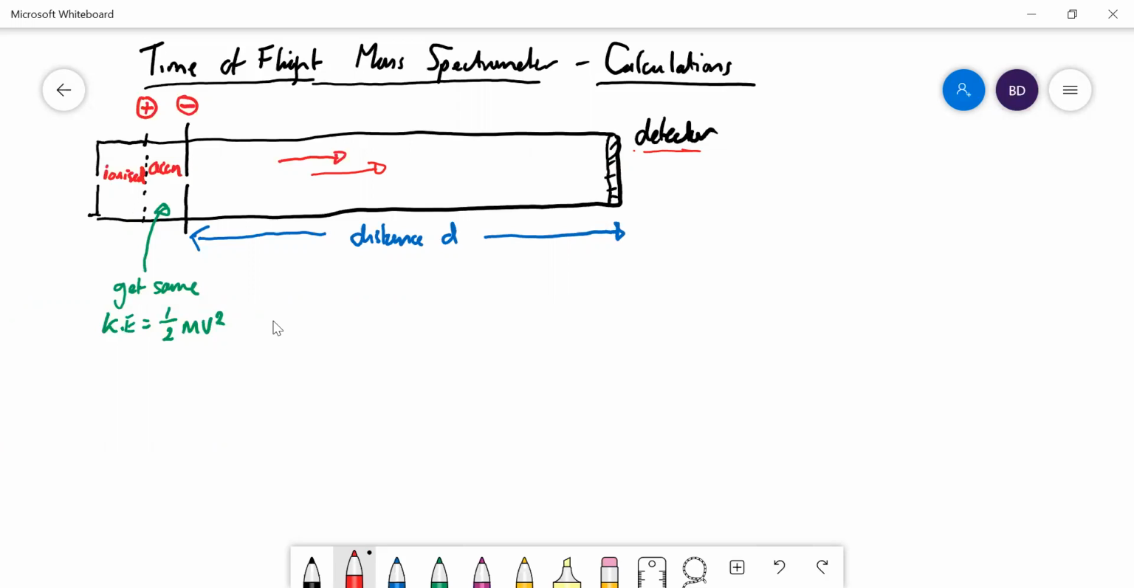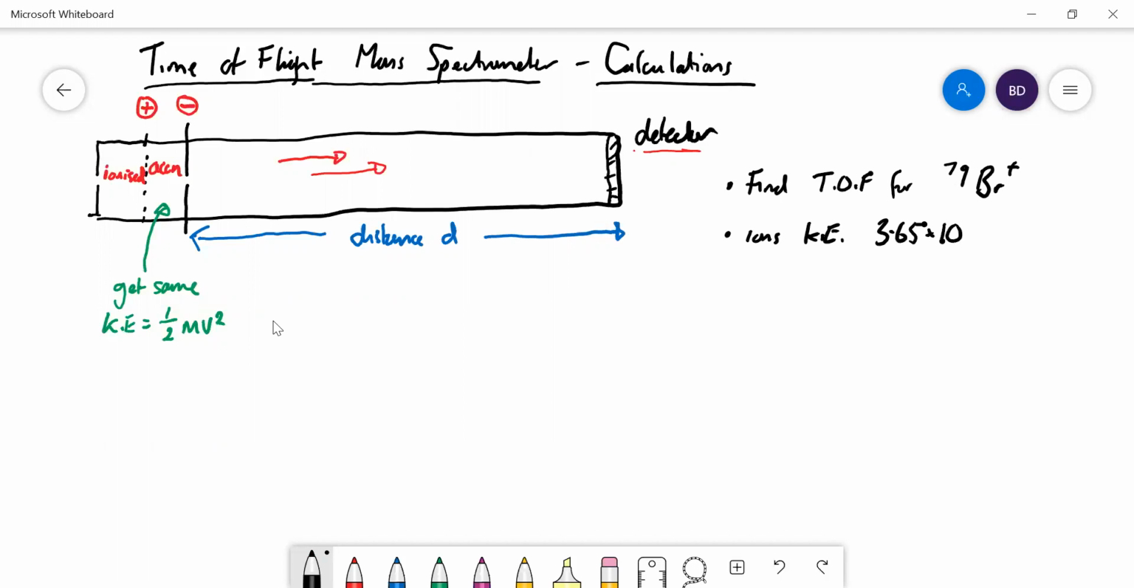Okay, so here's a typical question. This is the information they give you. First of all, you want to find the time of flight for the 79 bromine ion, from that isotope of bromine. They tell you that all ions get a kinetic energy of 3.65 times 10 to the minus 14 joules, so a pretty small amount of energy per ion.